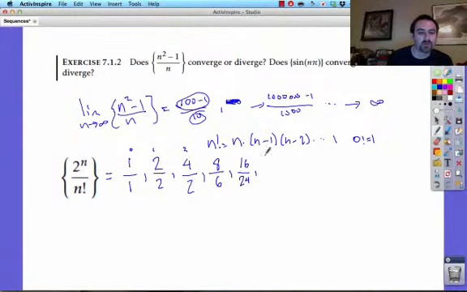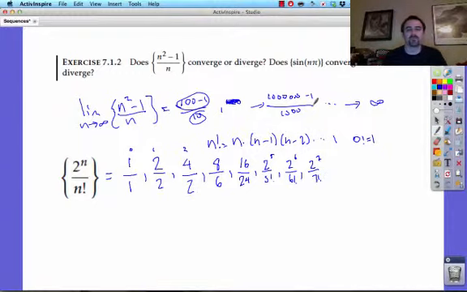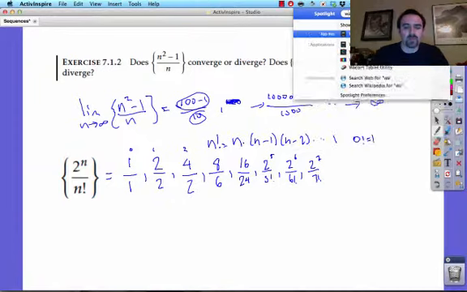Okay. Now we're going to need some calculator help. Okay, we have 2 to the 5th over 5 factorial, 2 to the 6th over 6 factorial, 2 to the 7th over 7 factorial. Let's take a look, use the calculator to see what's happening here.